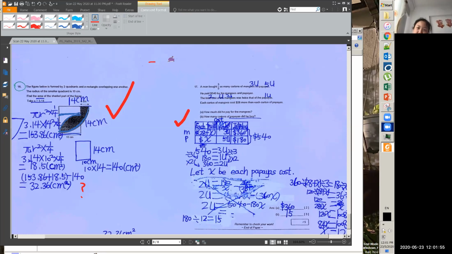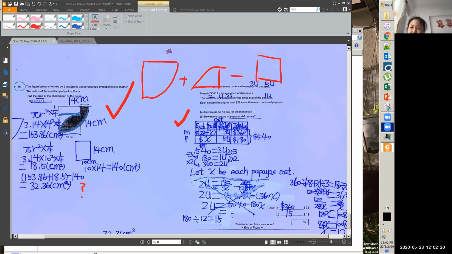Let me see. So you have this big piece, right? And then you are saying you add with the small piece, right? You're saying that, right? And then you minus the triangle, right? Am I right? The rectangle. Yeah, the rectangle.